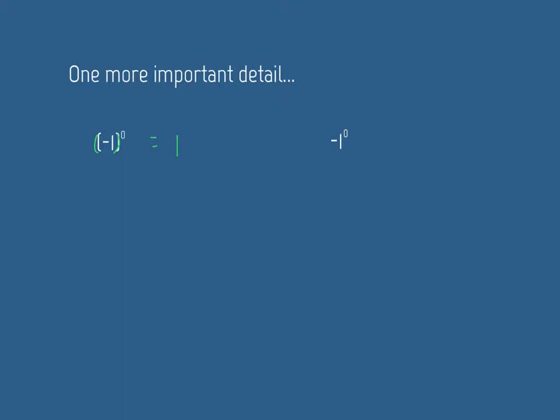Now in the second example, the only thing you're raising to the 0 power is the 1 itself. There's no parentheses. So in this case, because there's no parentheses and your base is 1 instead of negative 1, your answer here is actually going to be negative 1.